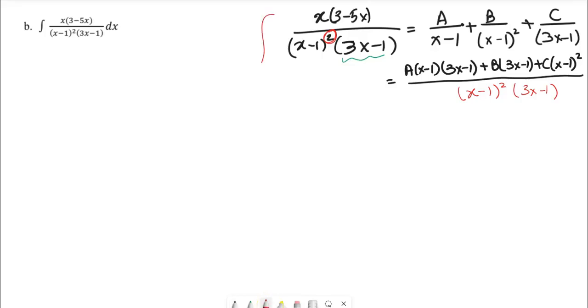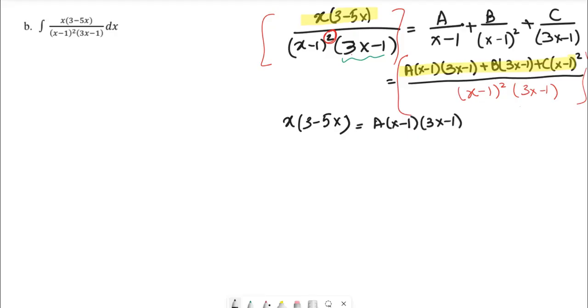We know this fraction is equal to this fraction. They have the same denominator. Therefore, numerators should be the same too. So we can write (3x - 5x) is equal to A times (x - 1) times (3x - 1) plus B times (3x - 1) plus C times (x - 1) whole squared.